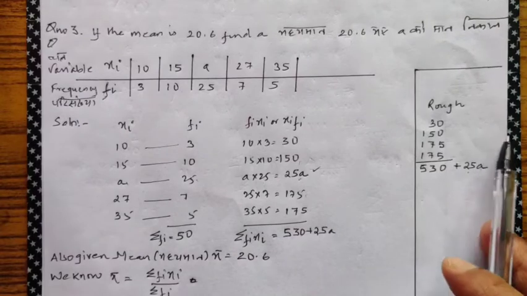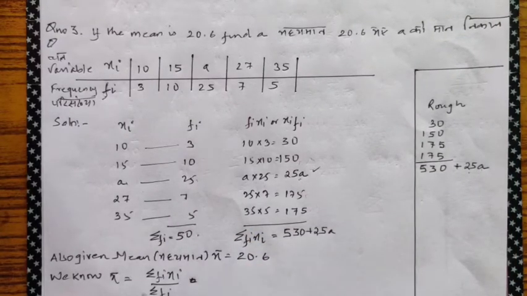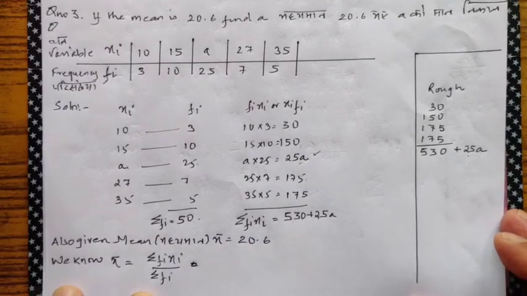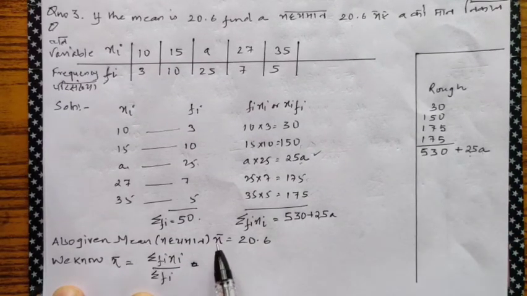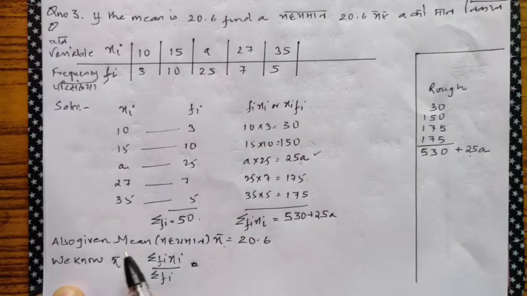And let's add the frequencies. Again in the frequencies, 3, 10, 25, add all. Summation fi is 50. So I know, okay, something is given to me. Mean x bar is given to me how much? 20.6. That is given to me.